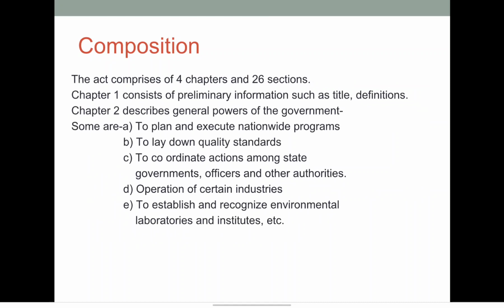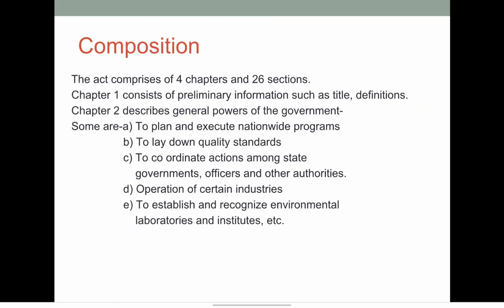Okay, so these powers are to plan and execute nationwide programs with respect to the environment, to lay down quality standards for air and water, standards for certain environmental pollutants, and also procedures and safeguards to prevent accidents. All this is dealt with by Chapter 2. Third is to coordinate actions among the state governments, officers and other authorities.